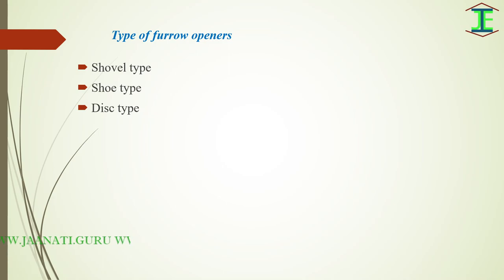Next one is disc type. In disc type, it is of two types: single disc and double disc. In single disc, there will be single disc only. So this single disc type is very suitable for trash mulches or plant debris soils. So where there is more mulching material, that means where there is more vegetation, this single disc is very suitable. And this disc is made up of hardened steel, and it is also used in sticky soils. Double disc type. This double disc type is mostly used in trashy lands.